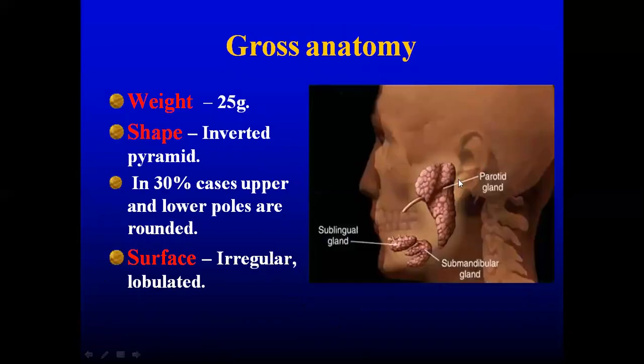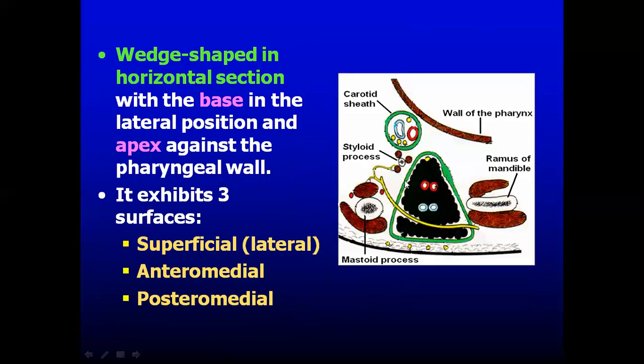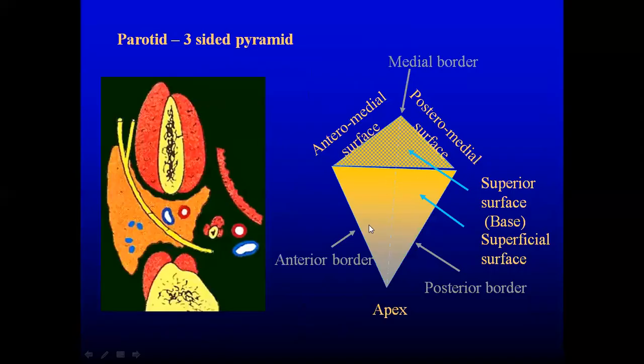When you check the gross features of the parotid gland, it weighs 25 grams. It looks like an inverted pyramid. In 30% of cases, the upper and lower poles are rounded. The surface is very irregular and lobulated. So the parotid is actually a three-sided pyramid. Okay, so it is wedge shaped.